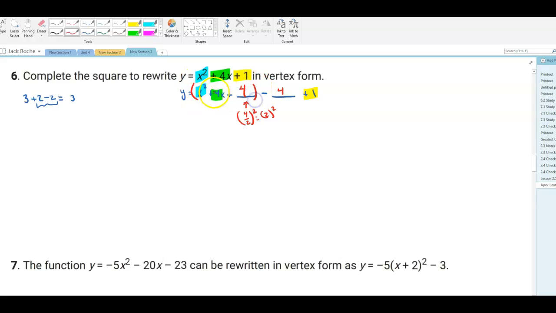Now, these three terms turn into, right, x plus 2 all squared. Because what number multiplied gives me 4 and adds up to 4? That's 2 and 2, so it's x plus 2 all squared. And now, negative 4 plus 1 is minus 3. And we are done.